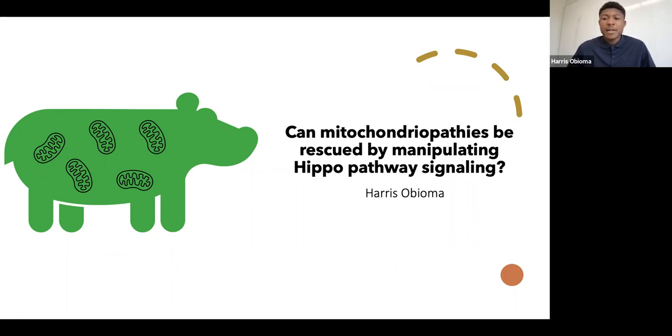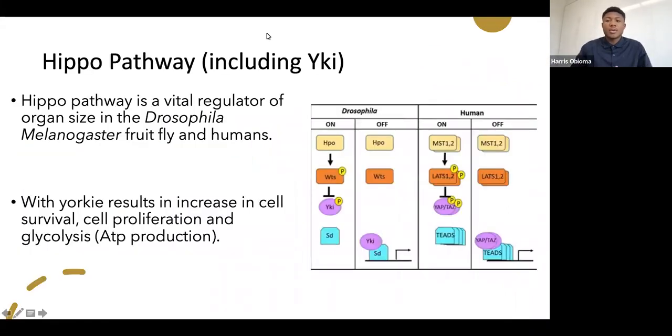Now, my experiment is about whether mitochondriopathies can be rescued by manipulating Hippo pathway signaling. So starting out, the Hippo pathway is a vital regulator of organ size in the fruit fly Drosophila melanogaster and in humans. Yorkie results in an increase in cell survival, cell proliferation, and glycolysis. Yorkie is a specific component of the Hippo pathway, and as you can see in this diagram, there are homologs between Drosophila and humans.